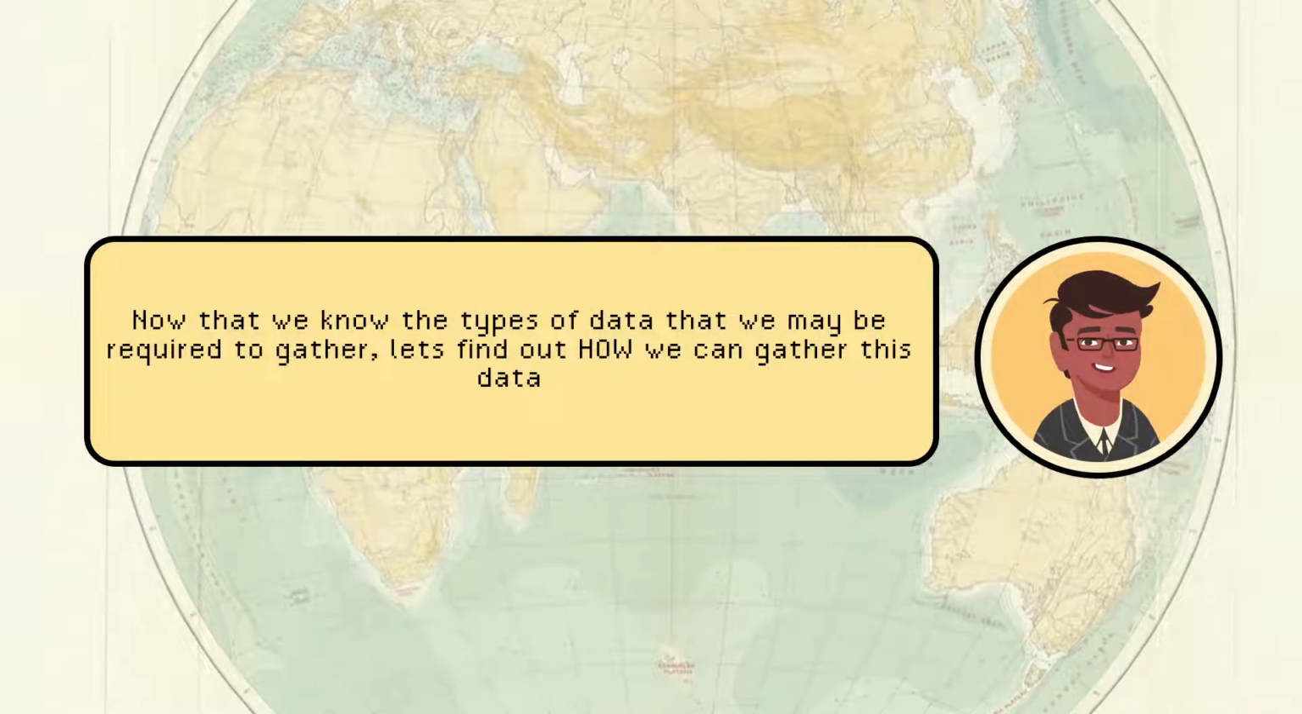Alright, so now that we know the types of data that we may be required to gather, let's find out how we can gather this data. Basically, in the next slide, I'll be showing you the different techniques that are available to geographers when they do coastal GI. However, I need to make it clear that each of these techniques requires a video on its own in order to explain how you do these different methods. Don't worry, I will be producing these videos too.